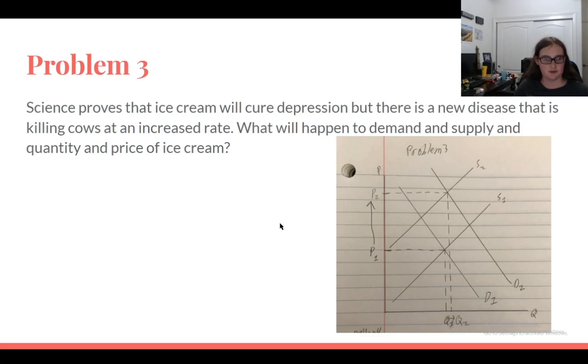For this one, because ice cream is found to cure depression, the demand of the ice cream will increase. But because there's a new disease that's killing the dairy cows, the supply will decrease. So you'll get quantity that will increase by a little bit, but price will shoot up.